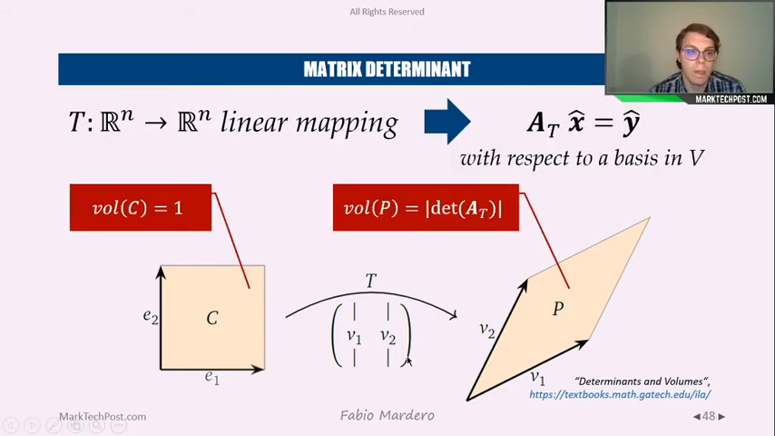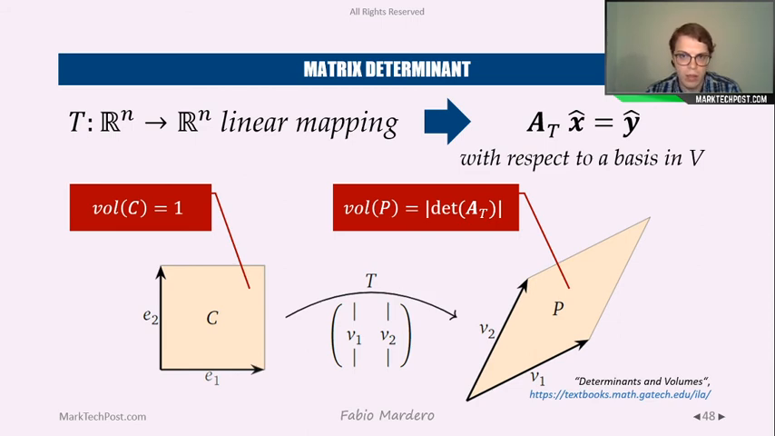In fact, here C is a unit square, and by the first condition of the matrix determinant function, the volume of C is equal to 1. Then the volume of P here is the absolute value of the determinant of what? Of the transformation matrix.